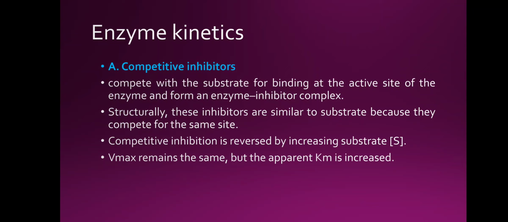And the Vmax of the reaction: if I increase the substrate's concentration to overcome the presence of competitive inhibitors, the Vmax remains the same. But the Km, which represents the substrate concentration at which half Vmax will be reached, will be increased, because bigger amounts will be needed to overcome the competitive inhibitors present.